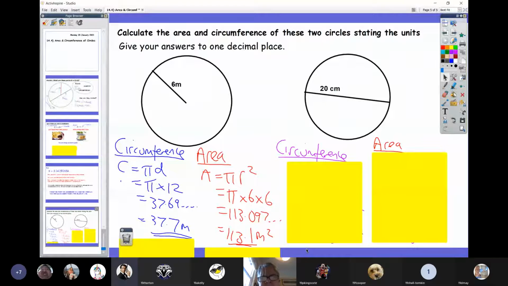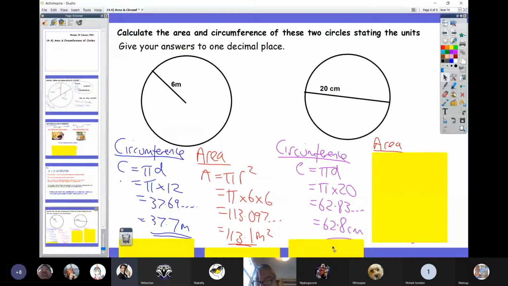Now, area is the space inside the shape. It's two-dimensional, so the units are always centimeters squared or meters squared or millimeters squared. So meters squared. Now, moving over to the circle on the right, on this occasion we've been given the diameter, the length all the way across. So working out the circumference, C equals pi times the diameter, which is just pi times 20. Pop that into your calculator, press the SD button, and you get 62.83, which is 62.8 to one decimal place, and centimeters as it's a length.